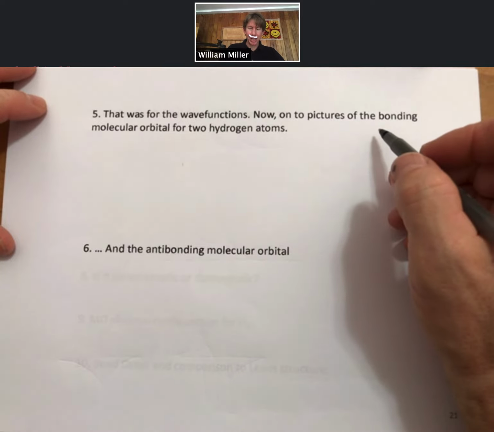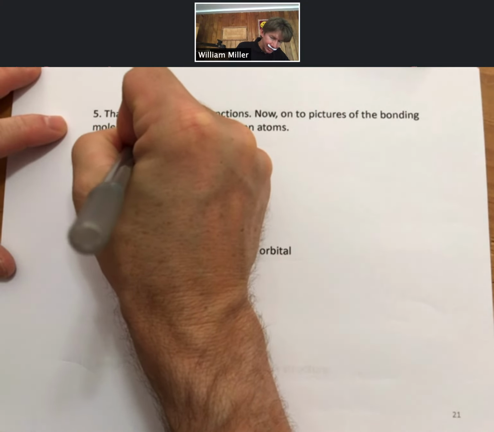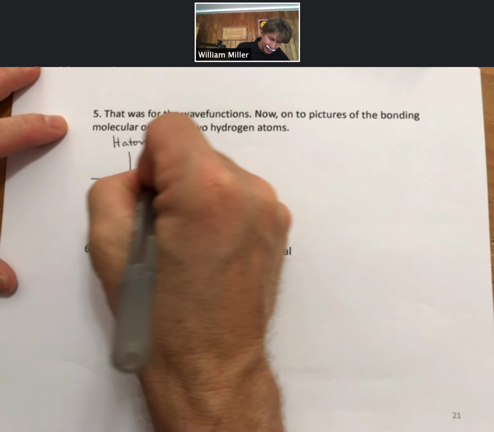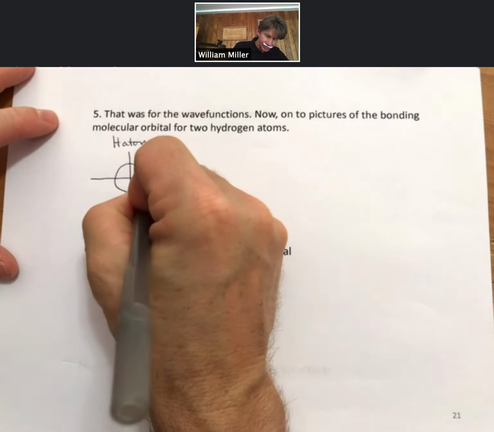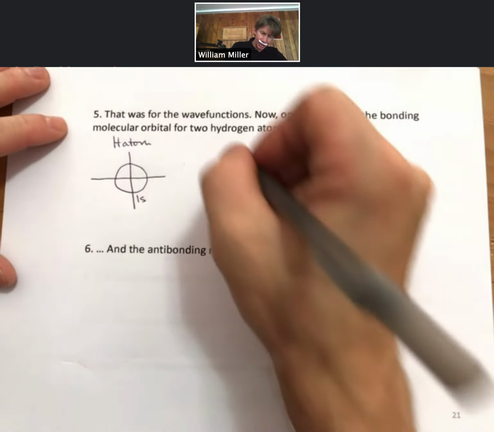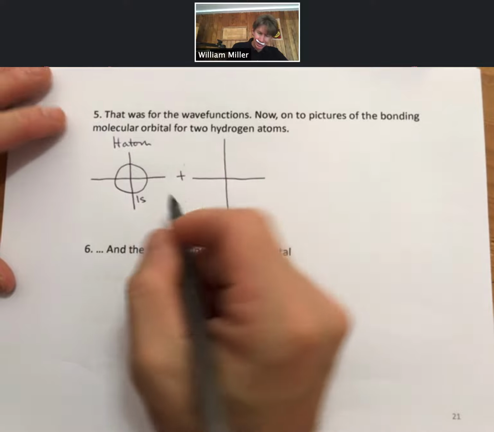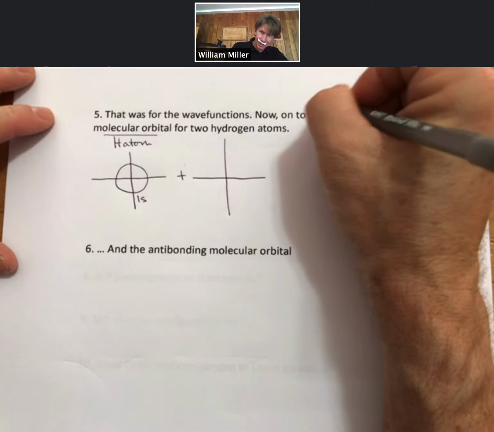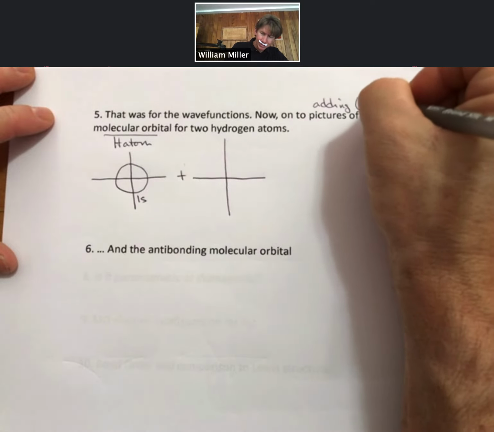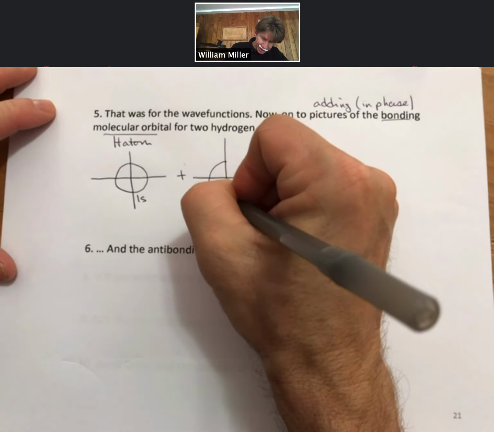Now onto pictures of the bonding molecular orbital for two hydrogen atoms. For hydrogen, of course, we're talking about the 1s orbital. And then we have another one, and we're going to be adding these since this is the bonding molecular orbital. We are going to be adding in phase, also called constructive interference. So there we go. So we have two of the same thing.